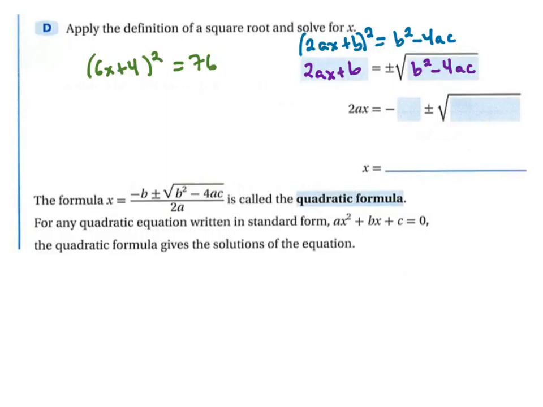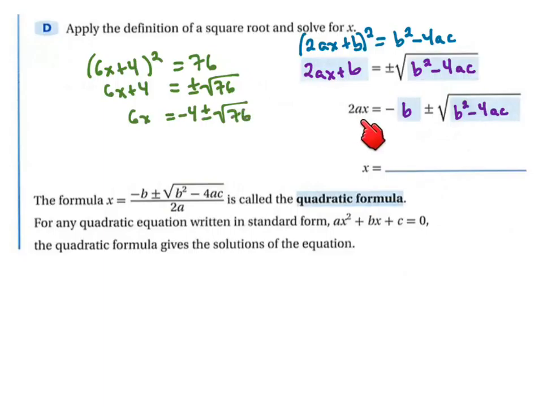And now to solve for x. So I'm going to do the same thing over here. I'm just going to take the square root on each side. Again, plus or minus root 76. And now I'm just going to solve for x. So what I have to do, I have to subtract b from both sides. I'll do that over on my green side as well. Divide both sides by 2a to isolate x.